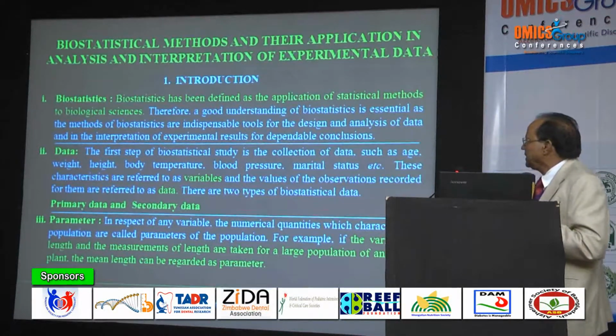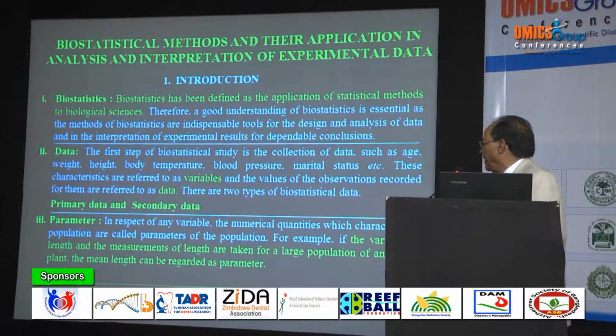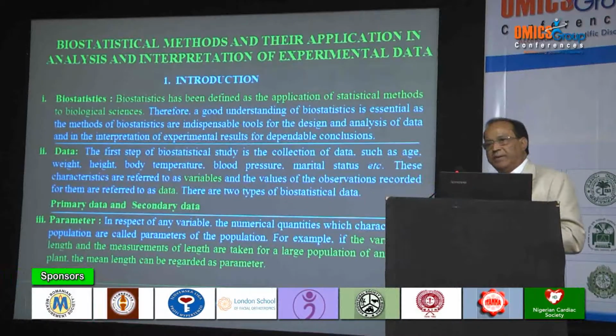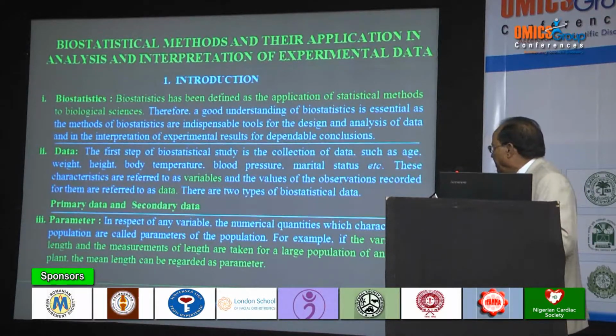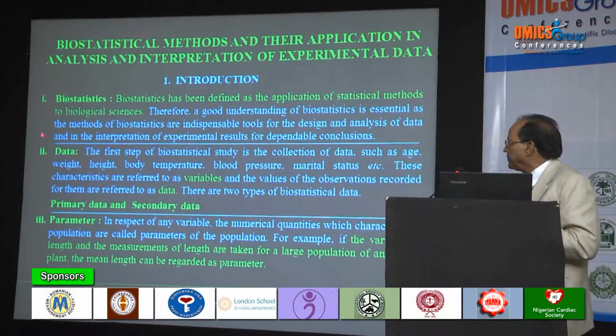Now, you can see the introductory part of this talk. The data, all of you know very well. The first important part of biostatistics is data collection. The data may be primary data or secondary data. The next part is the parameter. You can talk about any variable where the numerical quantity which characterizes a population is called a parameter of the population. So this parameter comes after data.